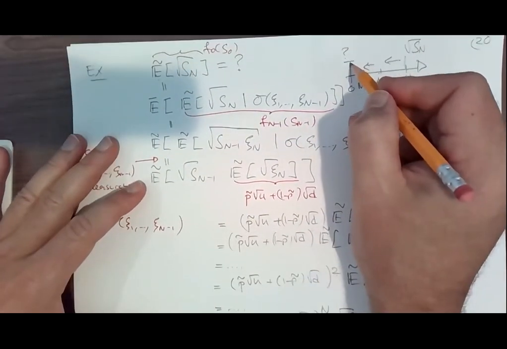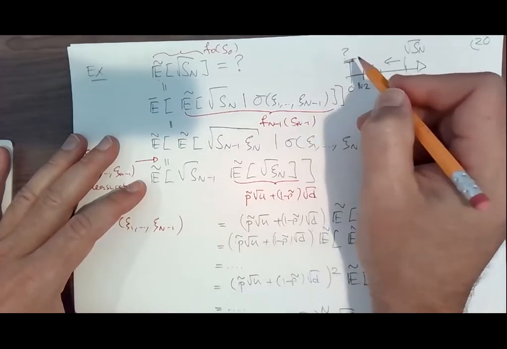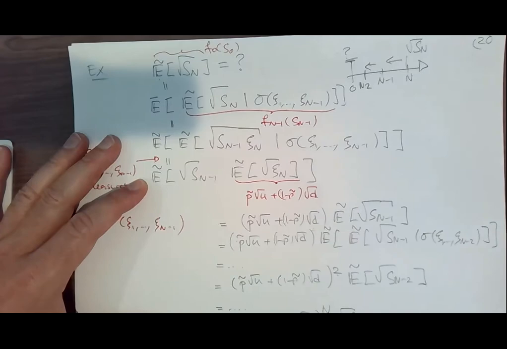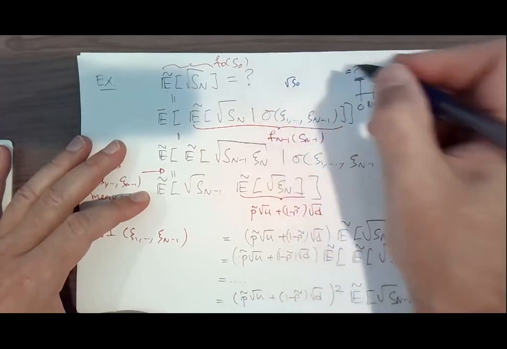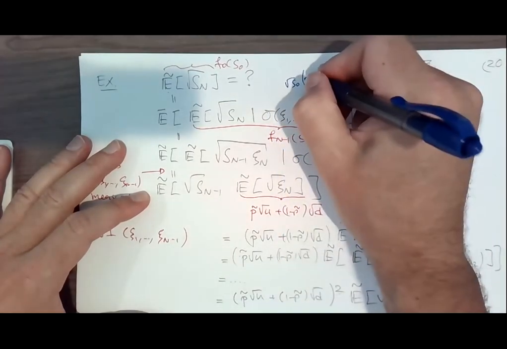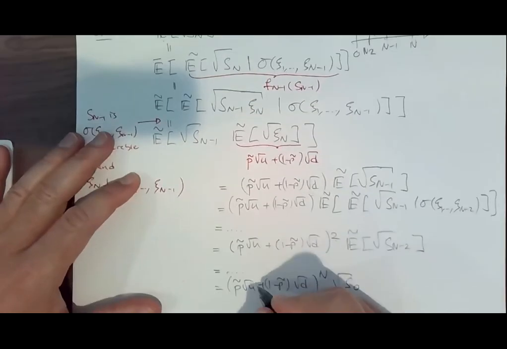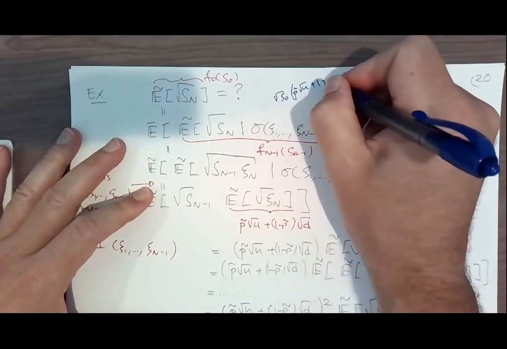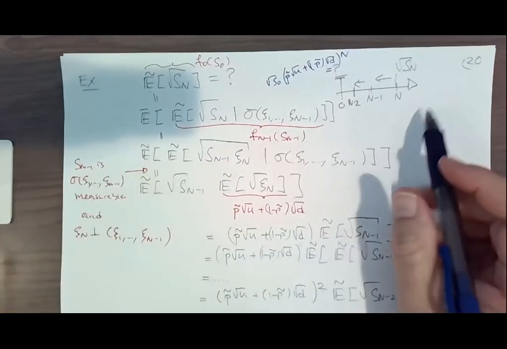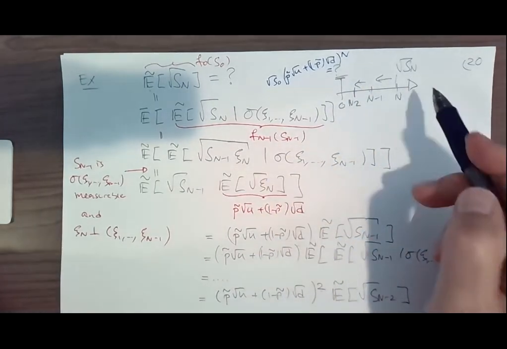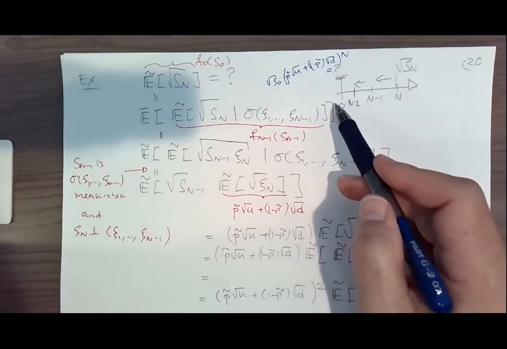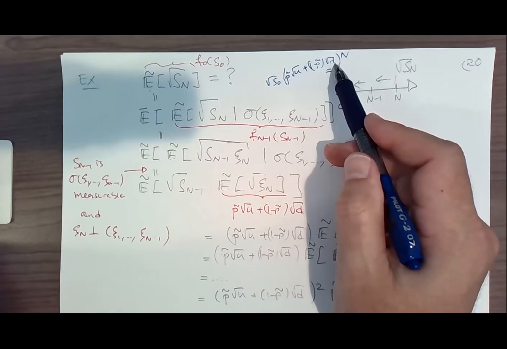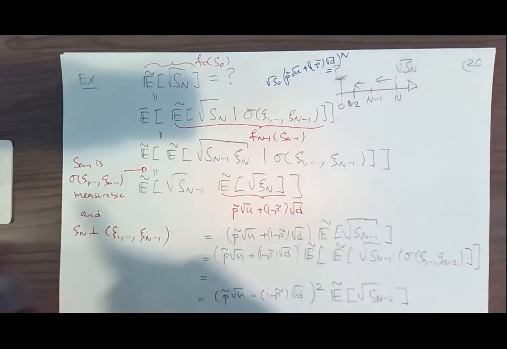And so that's the value that you get out of here. This question mark is equal to this mess down here. This is going to be square root of S0 times p tilde square root of u plus 1 minus p tilde square root of d, everything to the power n. Like the value in this binomial model of getting the payoff square root of the stock at time capital N, the value of that payoff at time 0 has this formula. And that's the price of a derivative that pays out the square root of the stock.